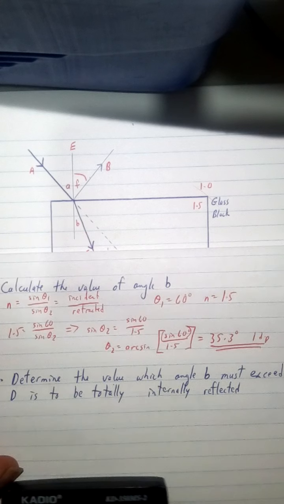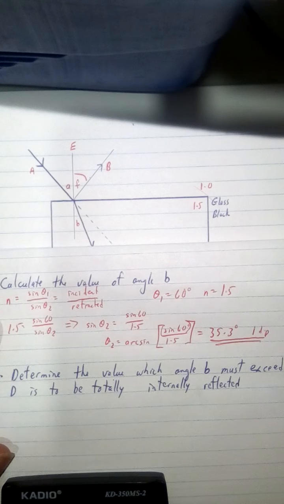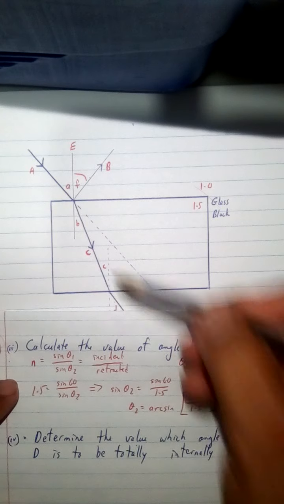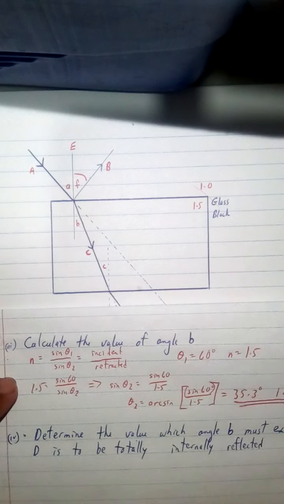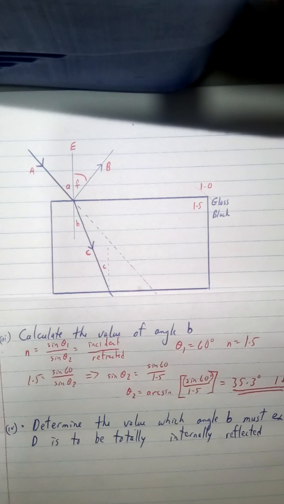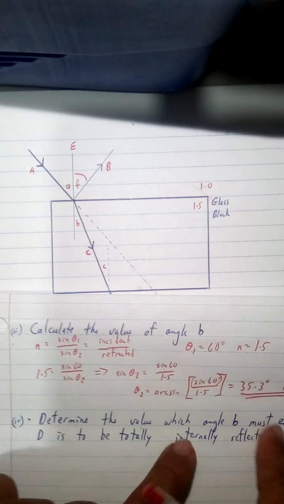Now what's the next question? Determine the value which angle B must exceed if D is to be totally internally reflected. Now here is where you have to think a little bit more. What happens here is that they're telling you, I want to know what must be the size of this angle to make this angle totally internally reflected. We know that for the condition for total internal reflection, the incident angle must be exceeded. Therefore, we need to figure out what is the incident angle, I mean the critical angle, sorry about that. The critical angle must be exceeded to have total internal reflection.